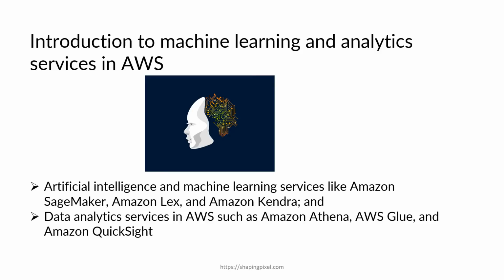Introduction to machine learning and analytics services in AWS. These include artificial intelligence and machine learning services like Amazon SageMaker, Amazon Lex, and Amazon Kendra. Data analytics services in AWS such as Amazon Athena, AWS Glue and Amazon QuickSight.